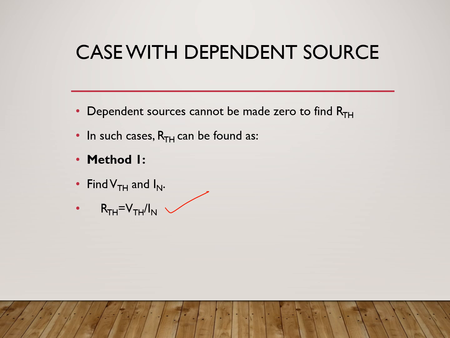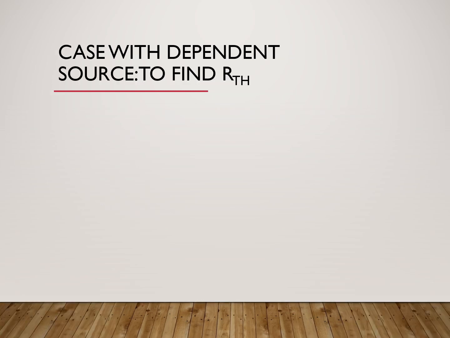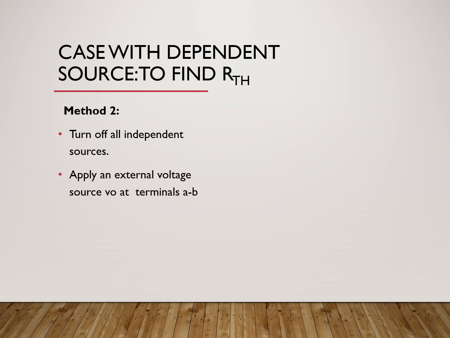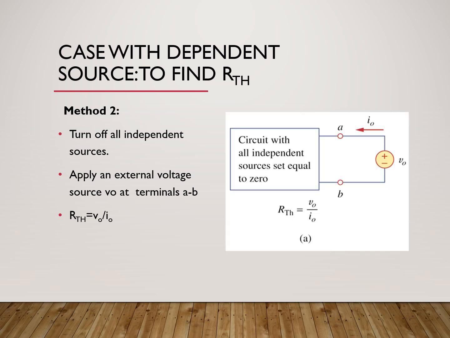Right? Now, there is another method in this case, if dependent sources are there, to find out RTH. That is my second method. It is like this. Obviously turn off all the independent sources. Dependent sources cannot be made 0. Then apply an external voltage source VO at the terminals AB. So if you have a circuit, all the independent voltages are made equal to 0 here. And these are the load terminals.